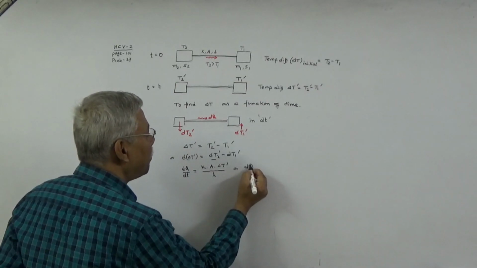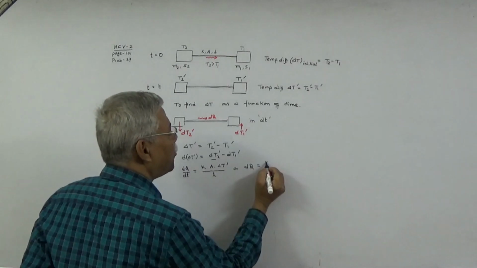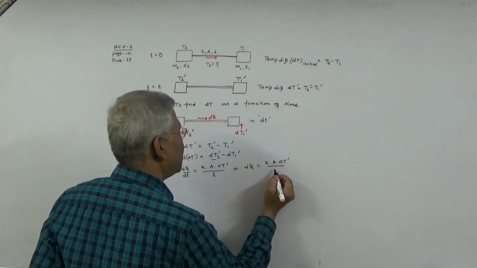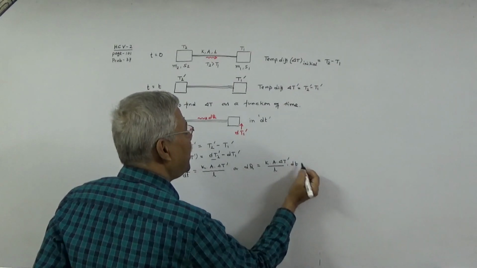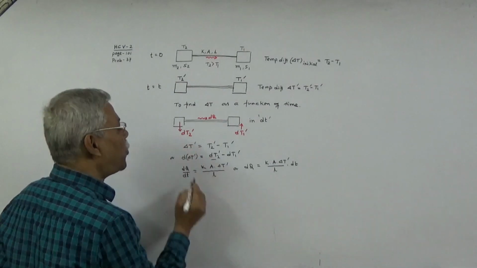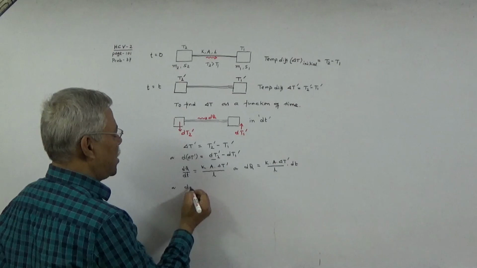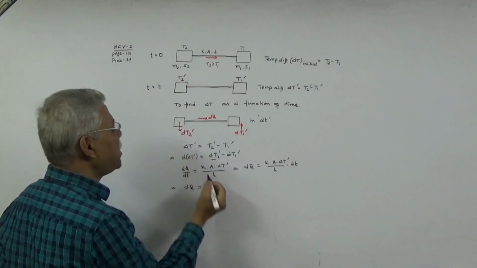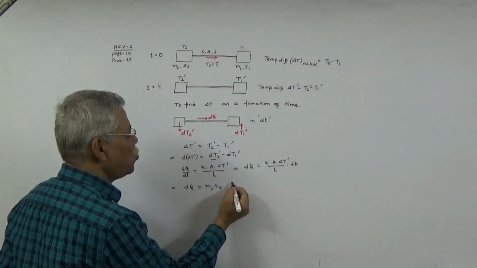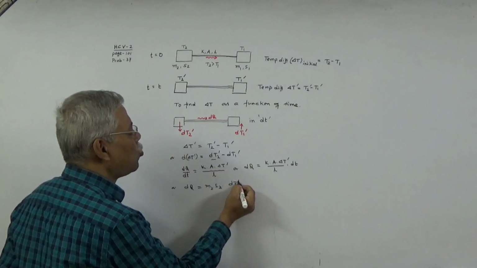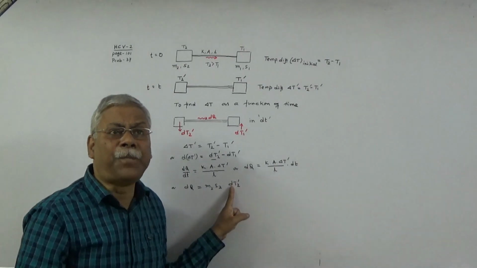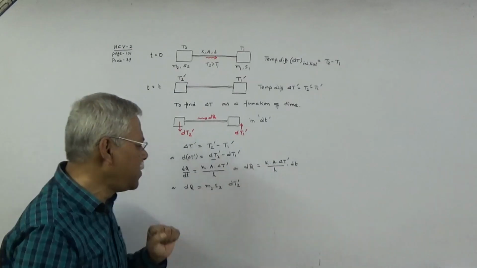Or dQ equals k into A into delta T dash by L into dt. Okay. Now, considering this body, we'll write dQ as m2 into s2 into dT2 dash. Now here, one point regarding the sign is very important.